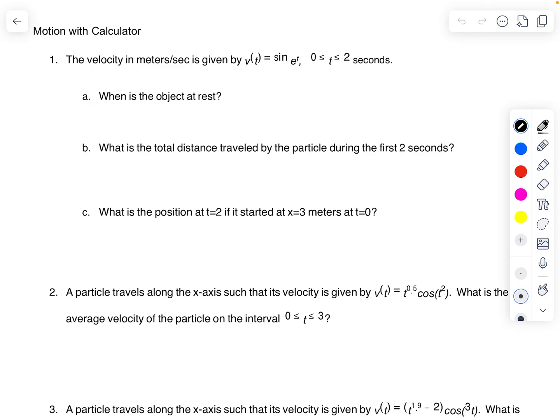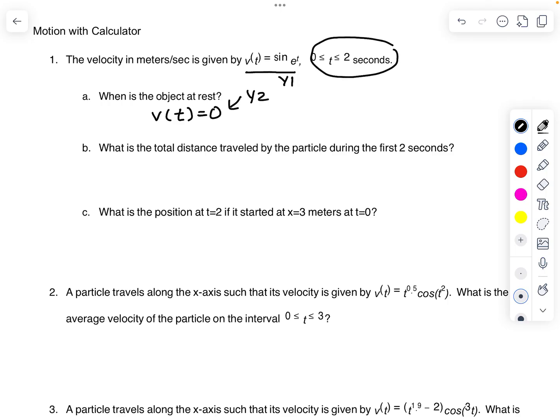Okay, so first of all, it's asking when is the object at rest? It gives me the velocity function. So remember, anytime it's talking about motion, you always want to be looking at the velocity function. So even though you're going to be using your calculator, make sure you always tell me what you're doing. So we want to find the places on the graph where the velocity is 0. So you would plug in the velocity function in y1. You can have y2 be the 0 graph, and then just look for the points of intersection.